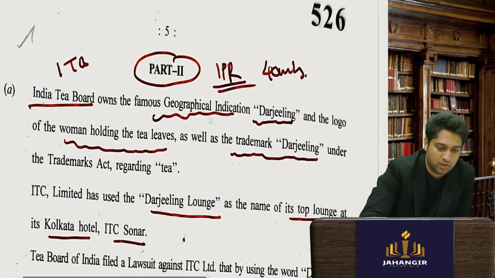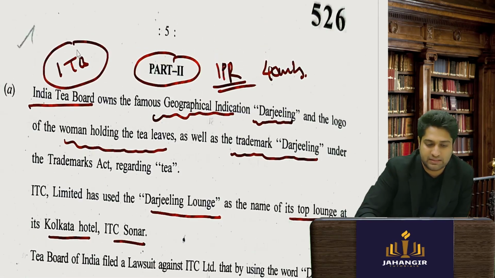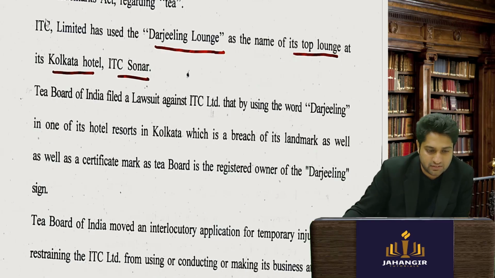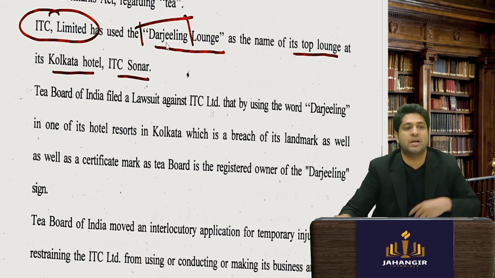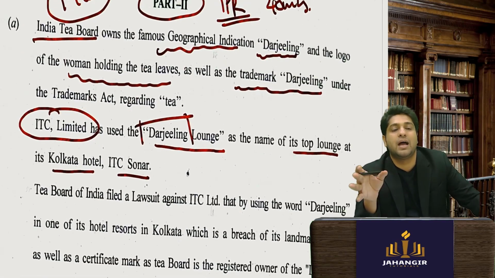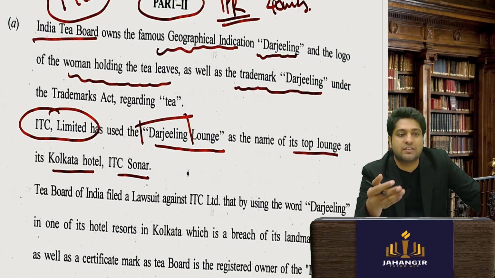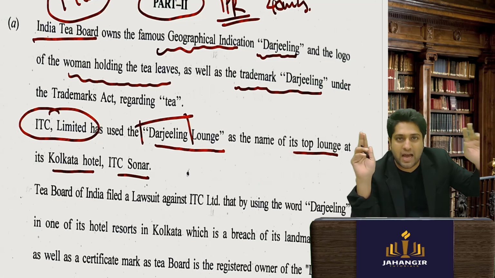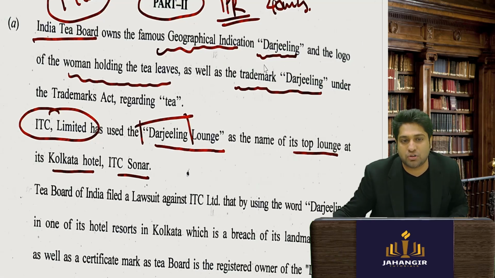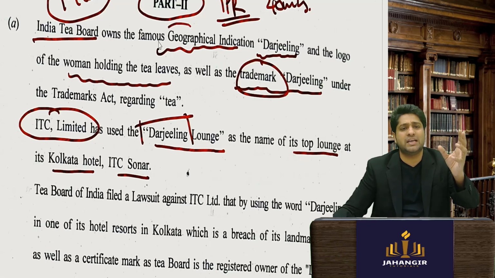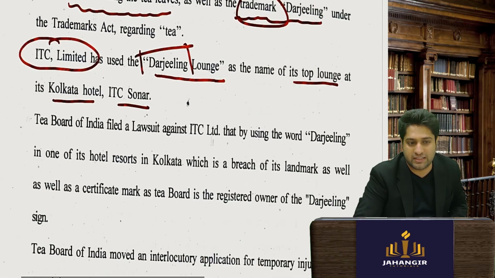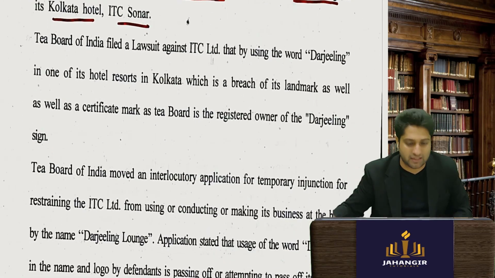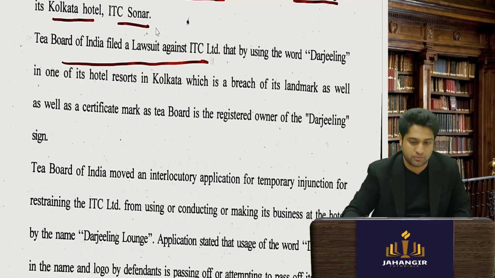So this was about ITB. There is another company that has come in, which is ITC. They have used the word Darjeeling Lounge. Now Darjeeling was under the control of ITB. So yes, ITC is using the word Darjeeling, and since Darjeeling is not only the trademark but also the GI mark, and they are the proprietors, ITC cannot use it. Then ITB filed a case, very good, you will win the case. That's what they have written.